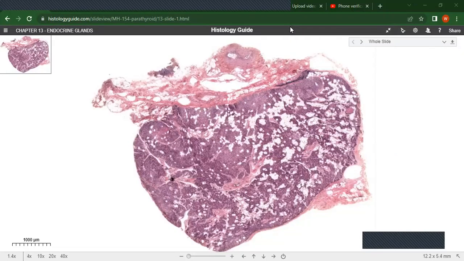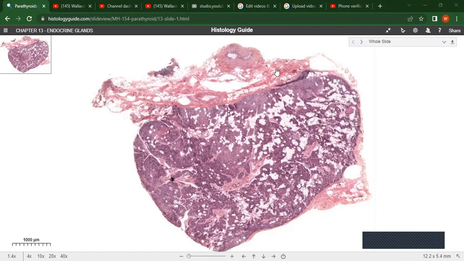Welcome again. So today we are going to look at the histological organization of the parathyroid gland. Why is it called the parathyroid gland? Due to its close relationship with the thyroid gland. They are usually four in number, two superior, two inferior. They are located on the dorsal surface of the thyroid gland.